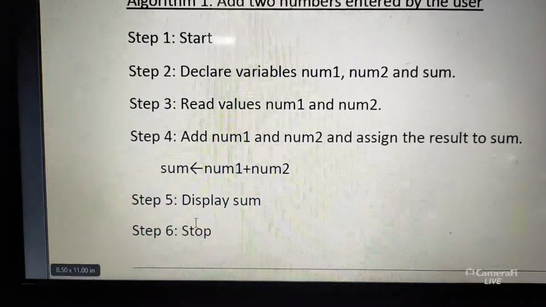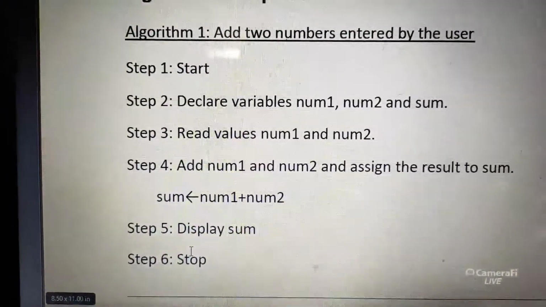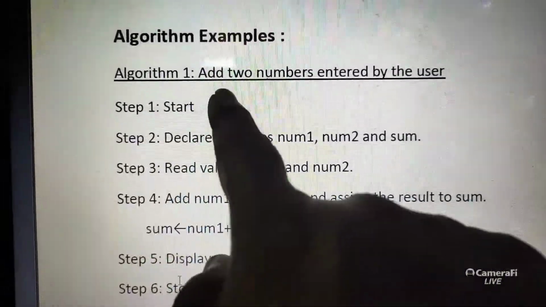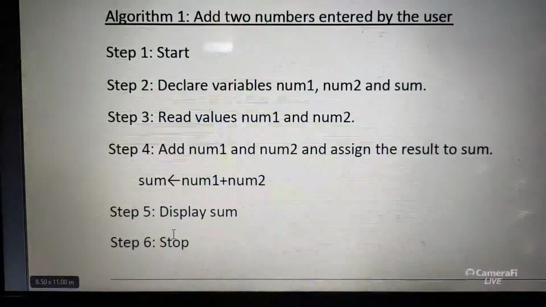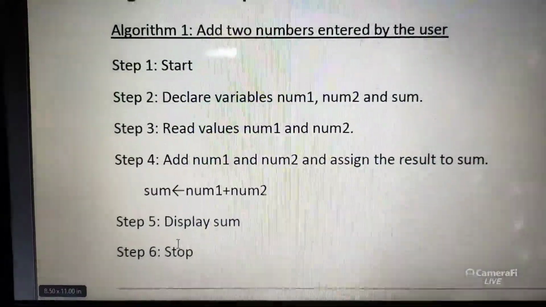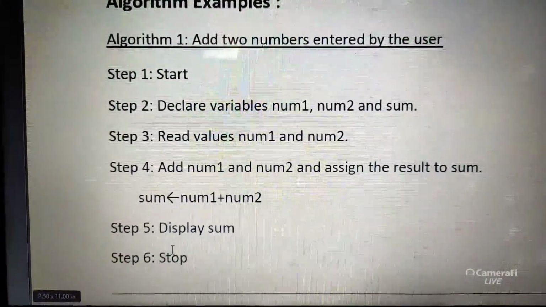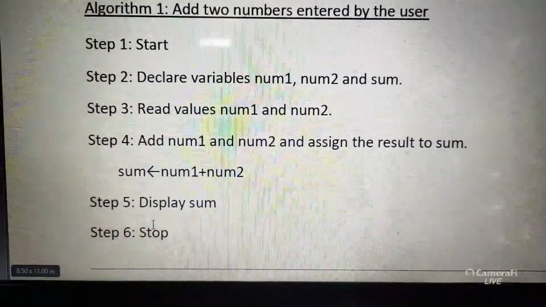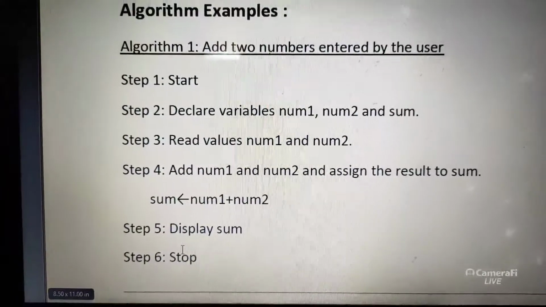So this step-by-step procedure is called an algorithm. This algorithm adds two numbers entered by the user, any two numbers. Step 1, step 2, reading values, adding one number to the other, storing the result. This is called an algorithm.